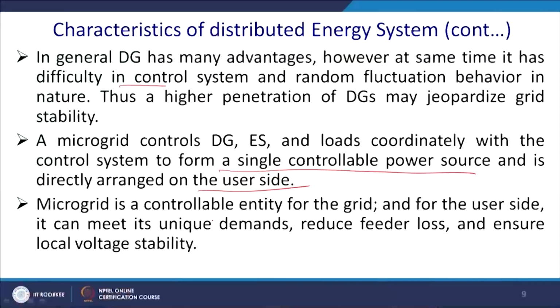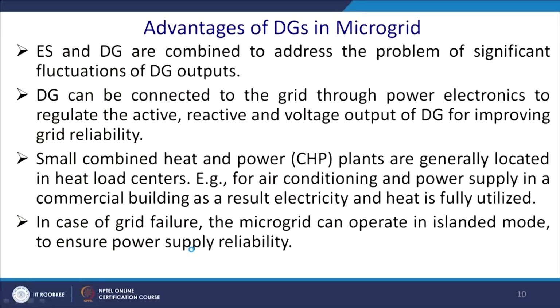Microgrid is a controllable entity for the grid and for the user side. It can meet its unique demand, reduce feeder loss and ensure local voltage stability. ES and DGs are combined to address the problem of significant fluctuations of the DG outputs. That is one of the considerations that you have to keep in mind. DG can be connected to the grid through power electronics to regulate the active, reactive power and the voltage output of the distributed generation for improving the grid reliability.